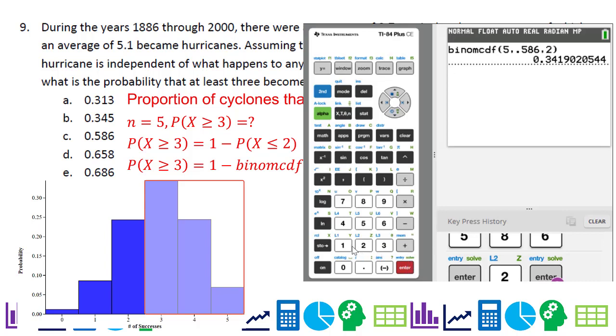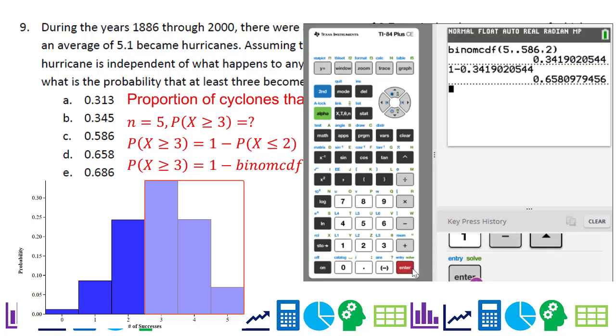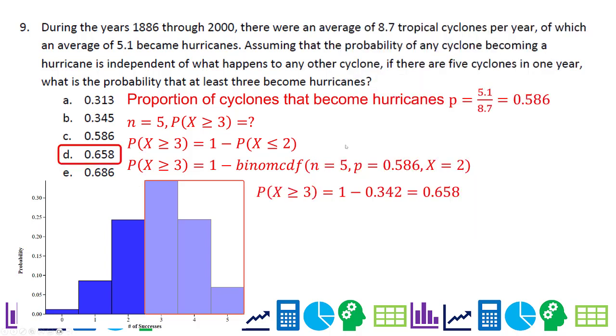0.342, but that's not our answer. We want to subtract that from 1. 0.658. So there we go. 1 minus 0.342 is 0.658, which is your answer, D.